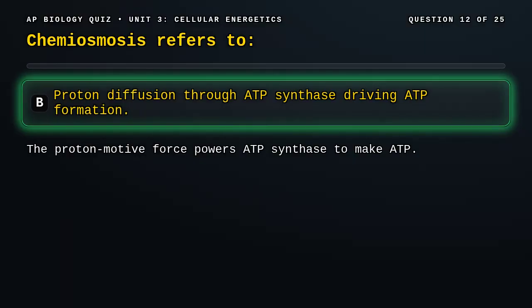Correct answer B. The proton motive force powers ATP synthase to convert ADP and inorganic phosphate into ATP.